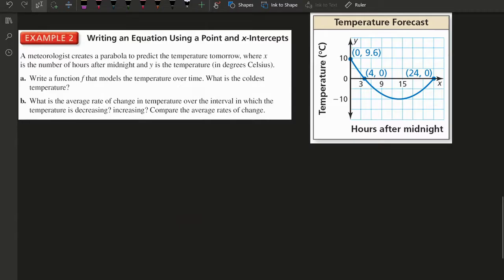Hello students, let's go ahead and talk about how to write an equation using a point and x-intercepts. So a meteorologist creates a parabola to predict the temperature tomorrow, where x is the number of hours after midnight and y is the temperature in degrees Celsius. Now the first thing I notice about this question is that I have an intercept here and an intercept here, and then I also have a point.